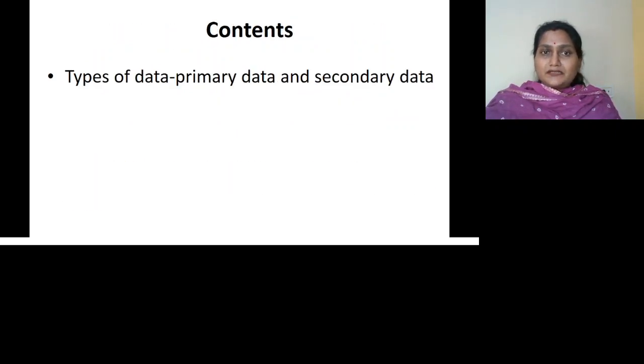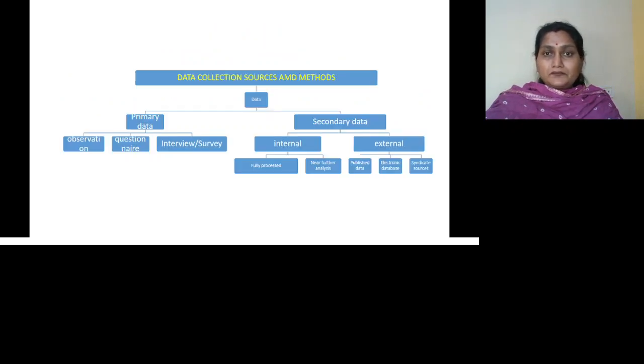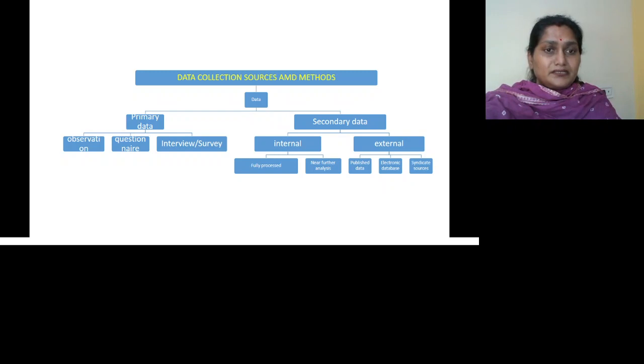So we all know that data is, the meaning of the word data is, data is plural. Data is any information that has been collected, generated, observed or created to validate original research findings. Here we are having a set of data collection sources and methods. In data there are two types, primary and secondary.